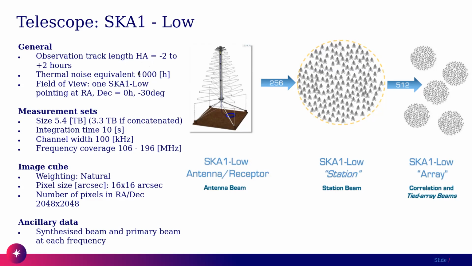It was observed for 4 hours, from -2 hour angle to +2 hour angle, and they put some noise in also, which is equivalent to 1000-hour noise, and they pointed the telescope at a certain point, that is 0 and -30-degree pointing. And this is for SKA Low. This configuration is SKA Low. SKA Mid is a different setup, but that is a different problem. And the data size is approximately 5.4 TB, but it can be reduced. Integration is 10 seconds. Channel width is 100 kilohertz, and this is the frequency range they covered, 106 to 196.